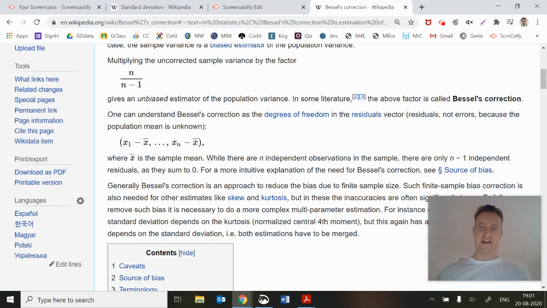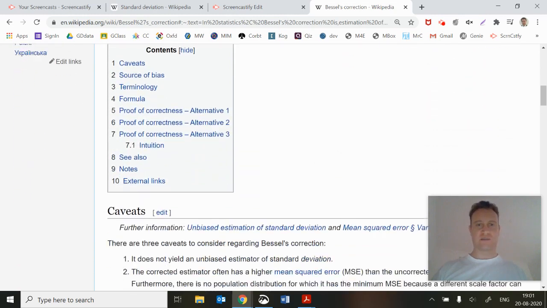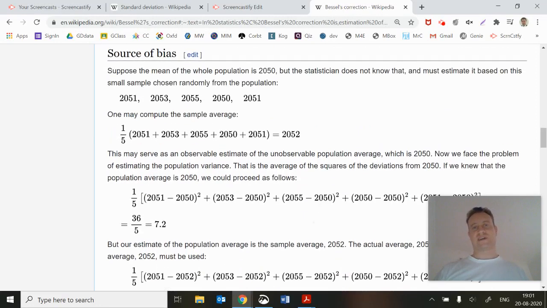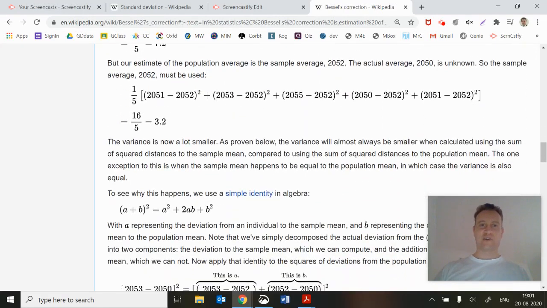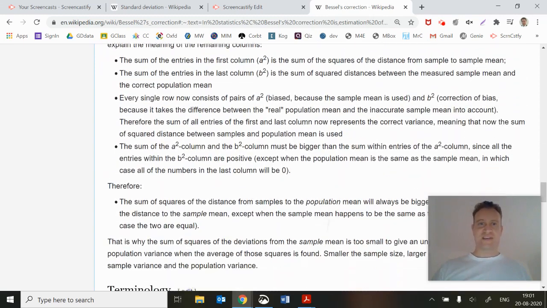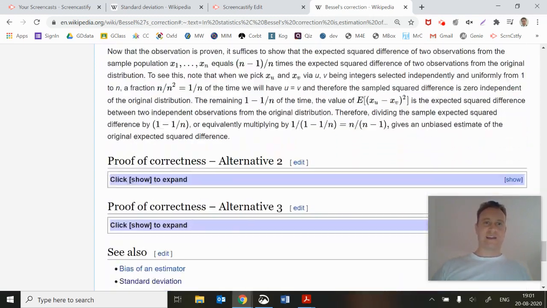Now, the proof for that is what I did, and I'm not actually going to inflict this on you. They look at an example here, and they go through the working out in this example, and they go through each of your lines and compare the population variance with your sample variance to show that one is bigger than the other. But that's not a proof.